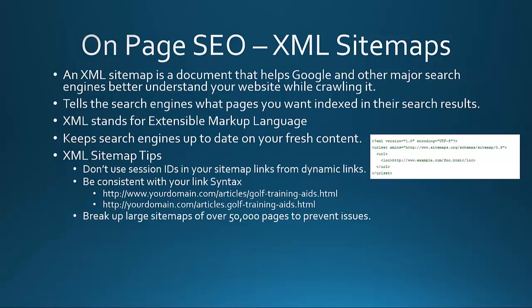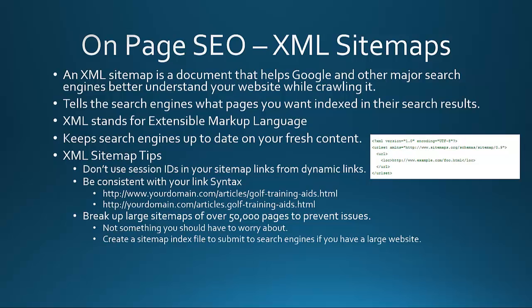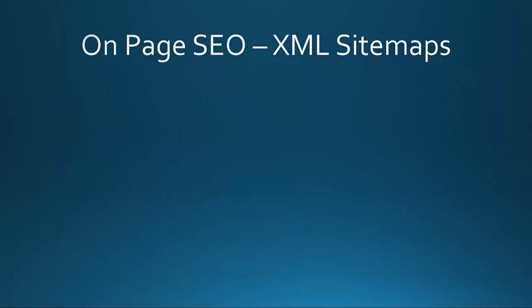Break up large sitemaps of over 50,000 pages to prevent issues. If you have a very large website and you're going through this training, then that would be an idea there. Most people, it's not anything you have to worry about at this point. Create a sitemap index file to submit to search engines if you have a large website. Understand Google's Webmaster Guidelines. That's really important. Google search Google Webmaster Guidelines to come across their URL, and they will actually help you upload your sitemap.